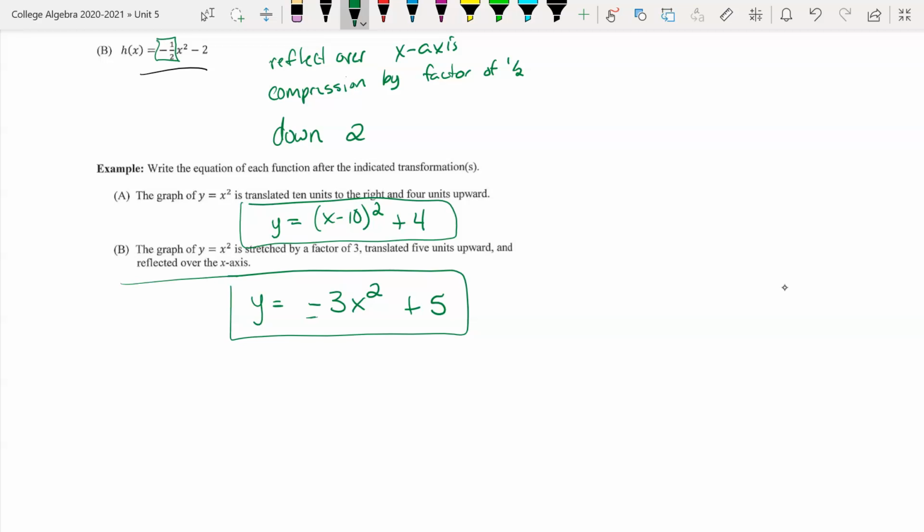Reflected over the x-axis means I put the negative on the outside. Stretched by a factor of 3 means I multiply by 3. Then I add 5 to go up 5. So that's what we're going to do.